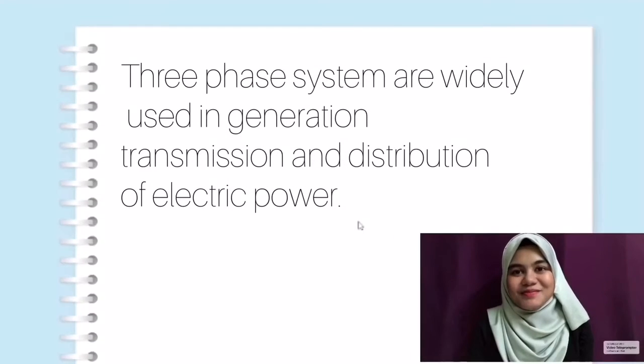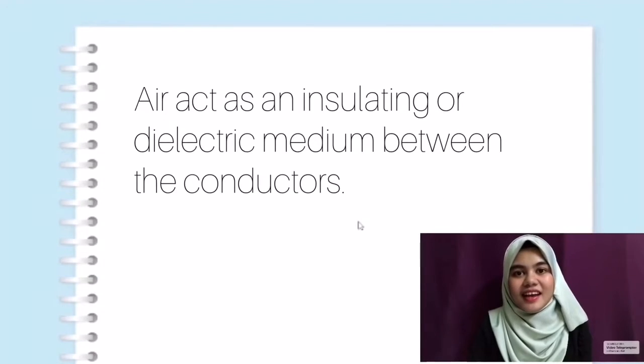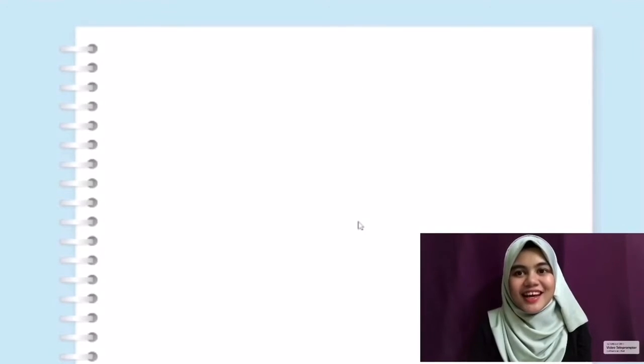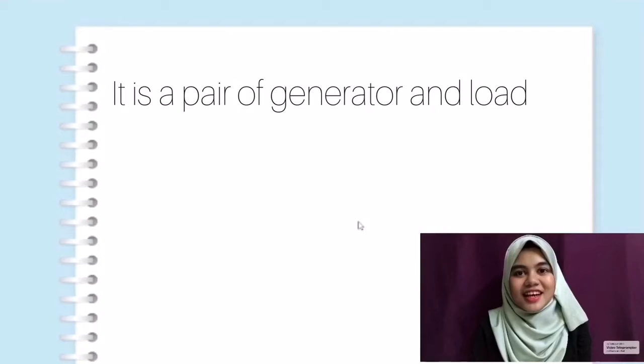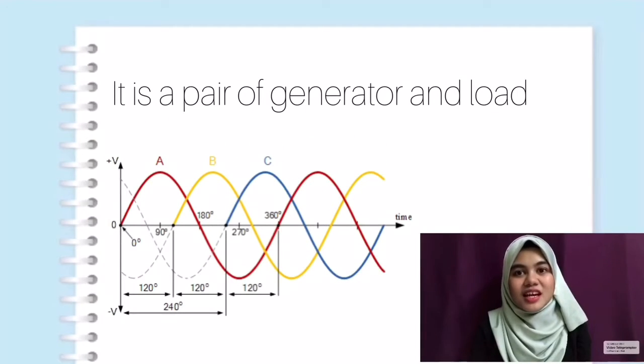Three-phase systems are widely used in generation, transmission, and distribution of electric power. The transmission line is made up of conductor having a uniform cross-section area along the line. Air acts as an insulating or dielectric medium between the conductor. It is a pair of generator and load, which is the generator will produce three sinusoidal voltage of equal magnitude and frequency but different in phase by 120 degrees from each other.